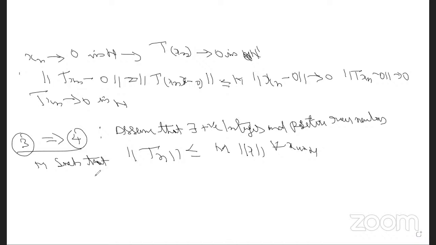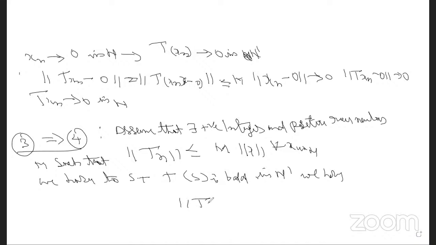So we have to show that TS is bounded in N dash. What we need to do now is show that P of S is bounded in N dash. We have the norm of P of x less than or equal to capital M times the norm of x for all x in N.